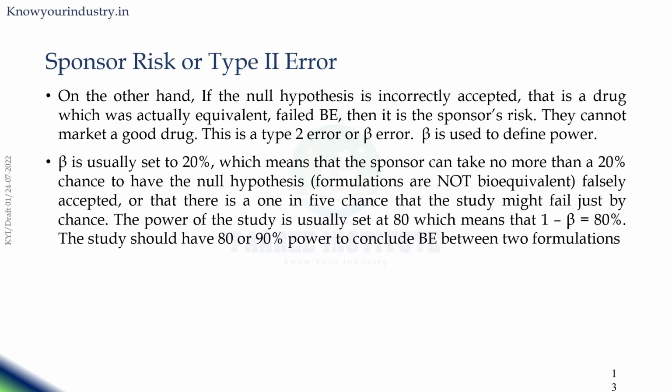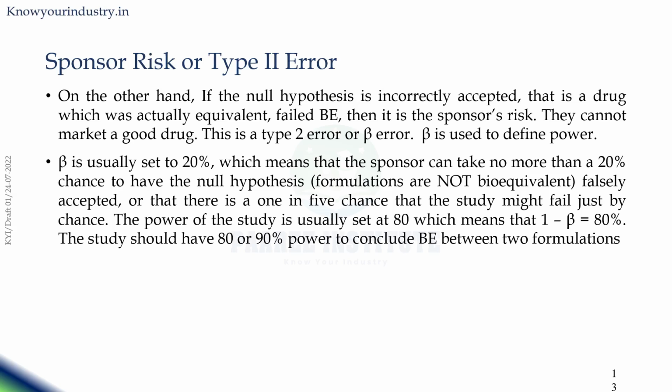If the null hypothesis is incorrectly accepted, and that is the drug which was actually equivalent but failed by equivalence, then it is sponsor risk. They cannot market a good drug. This is type 2 error or beta error.